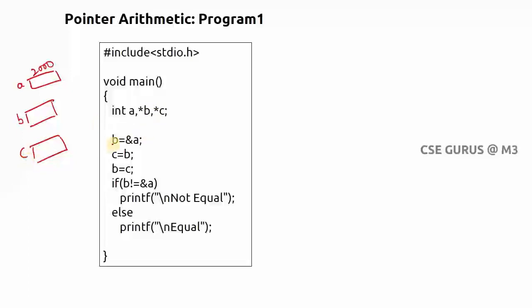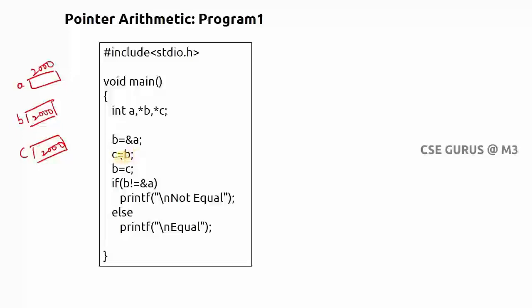Now here you can see b equals address of a. So what is b's value? Address of a. What is the address of a? 2000. Now c is equal to b. Is it allowed? That's what I want to highlight here. What is the value of b? 2000. So c equals 2000. Will it assign like this? Yes. It is allowed when c is a simple variable. If c is an array, of course this is not allowed.